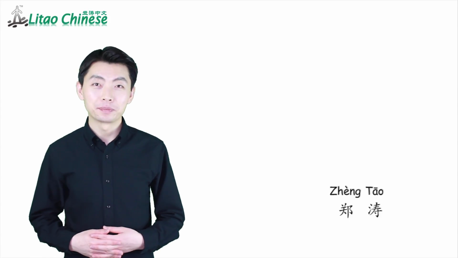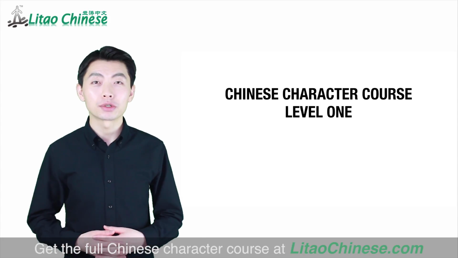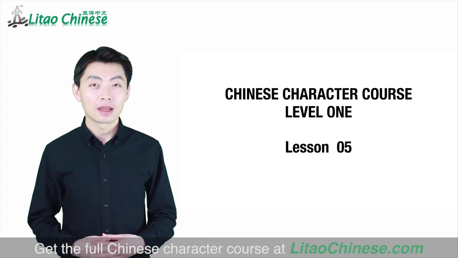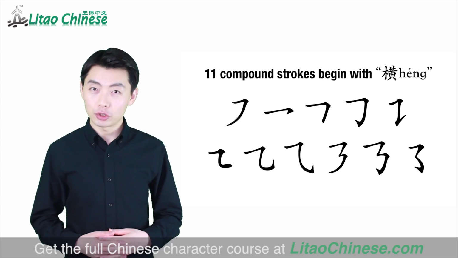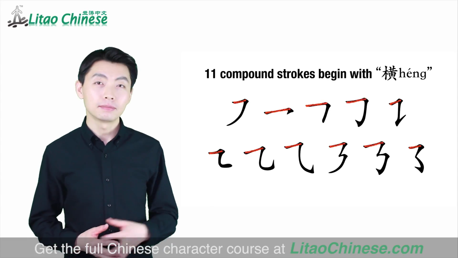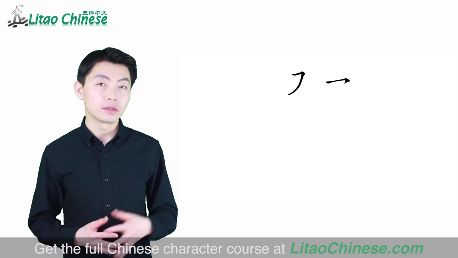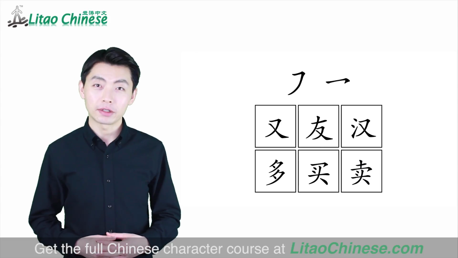I'm your Chinese teacher. Welcome to the first level of our Chinese character course, Lesson 5. There are 11 compound strokes, which all begin with the basic stroke héng. In today's lesson, we are going to learn the first 2 ones and 6 new characters.